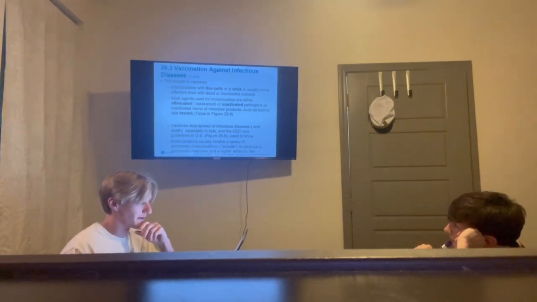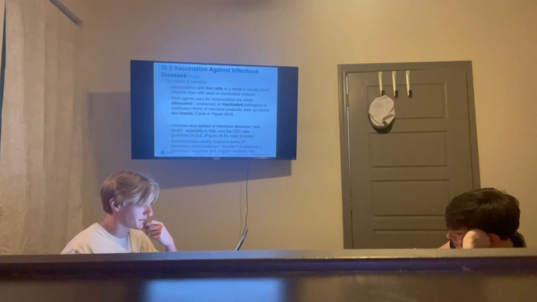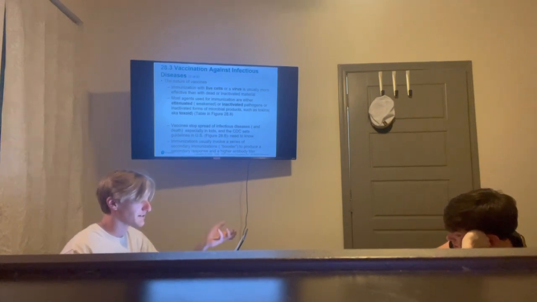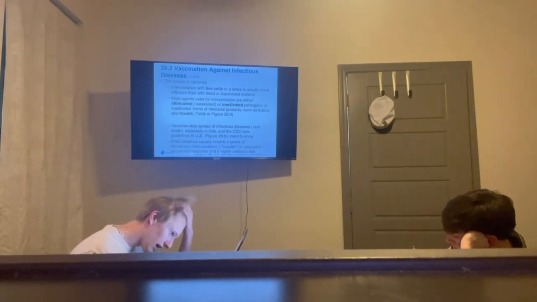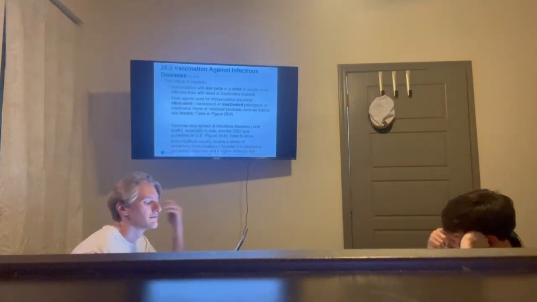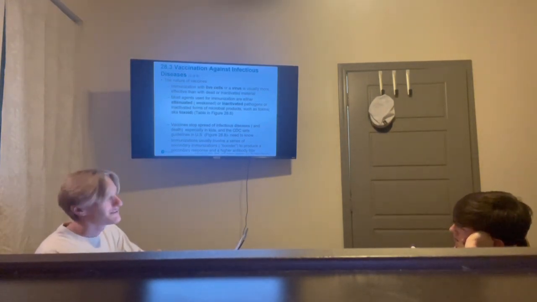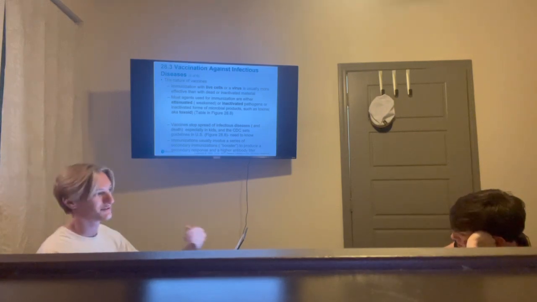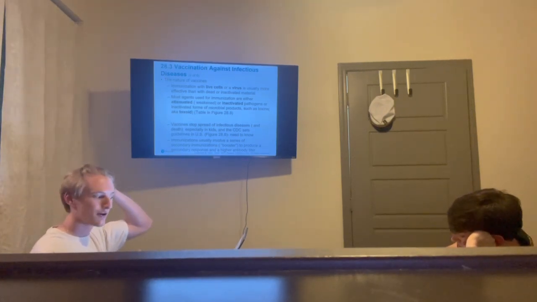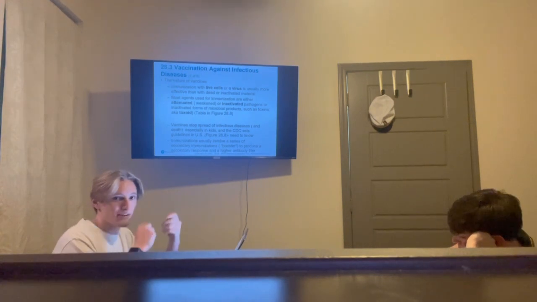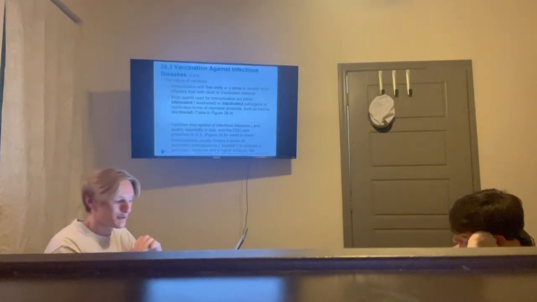Vaccines stop the spread of infectious diseases and death, especially in kids, and the CDC sets guidelines in the US. Immunizations usually involve a series of secondary immunizations, boosters, to produce a secondary response and a higher antibody titer. So, you gotta go in and get refreshed basically every once in a while. Builds it up, makes it stronger. A little bit of that makes you stronger in the long run.